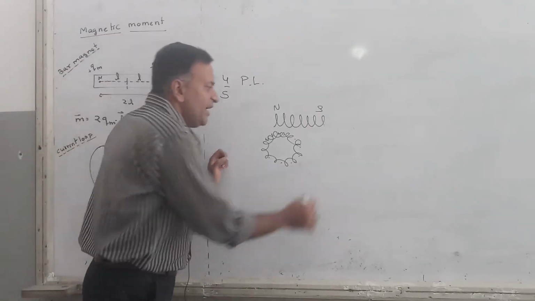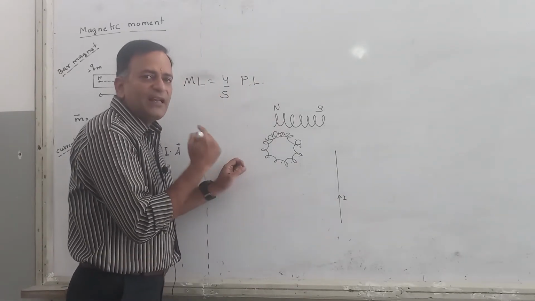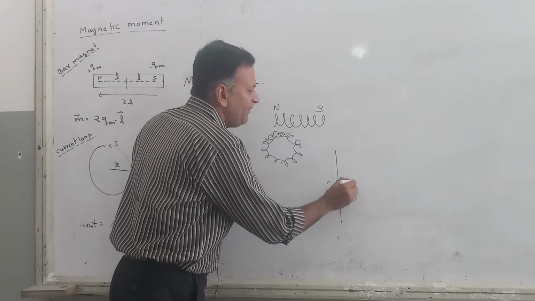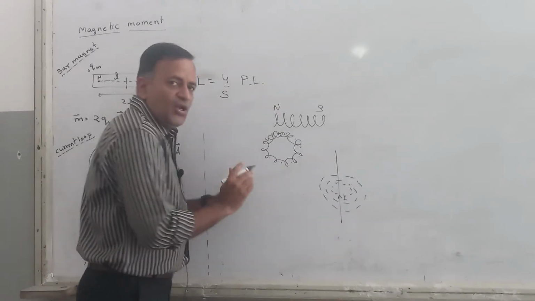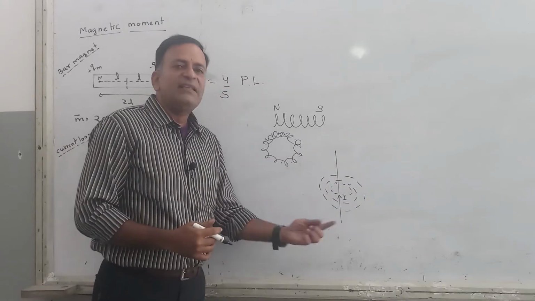Other thing, if there is a current carrying wire I, do you know that there are magnetic fields surrounding it? Yes, there are magnetic fields, field lines around it. There is no net north pole or south pole for this current carrying wire.